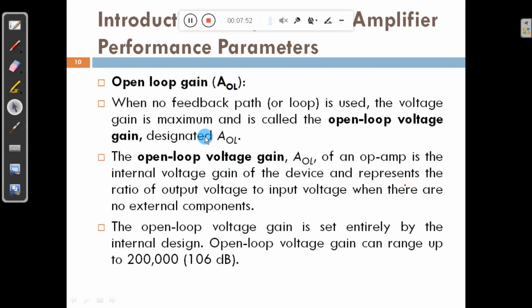Third parameter is the open loop gain. When no feedback is given, or when no feedback path is used, the voltage gain is maximum, and that is called the open loop voltage gain and designated as AOL.